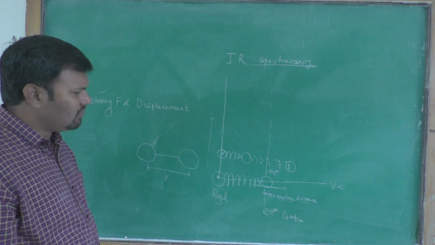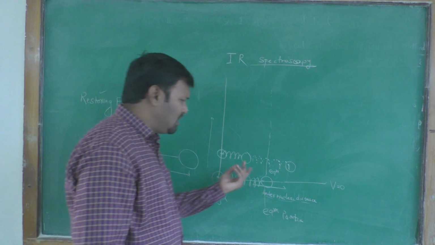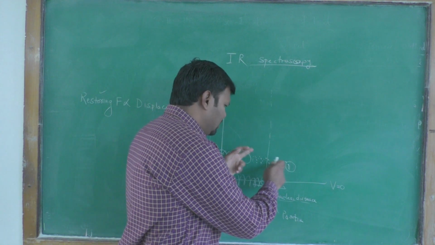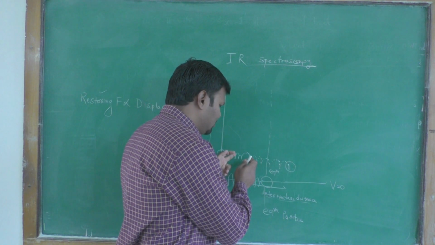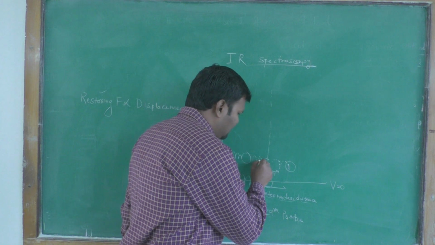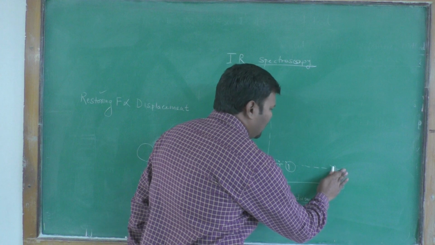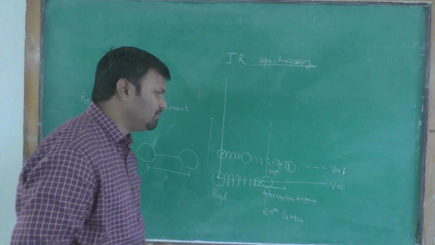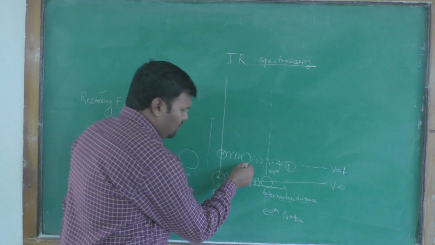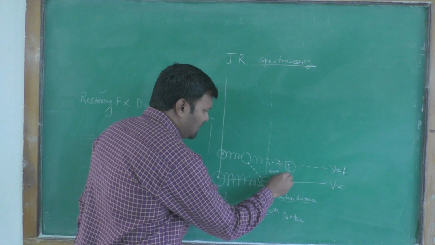Correct. Due to compression or elongation, the energy at that position is the same. That level we consider as V equal to 1, the first level. Therefore, we can show it like the dotted lines, like that.